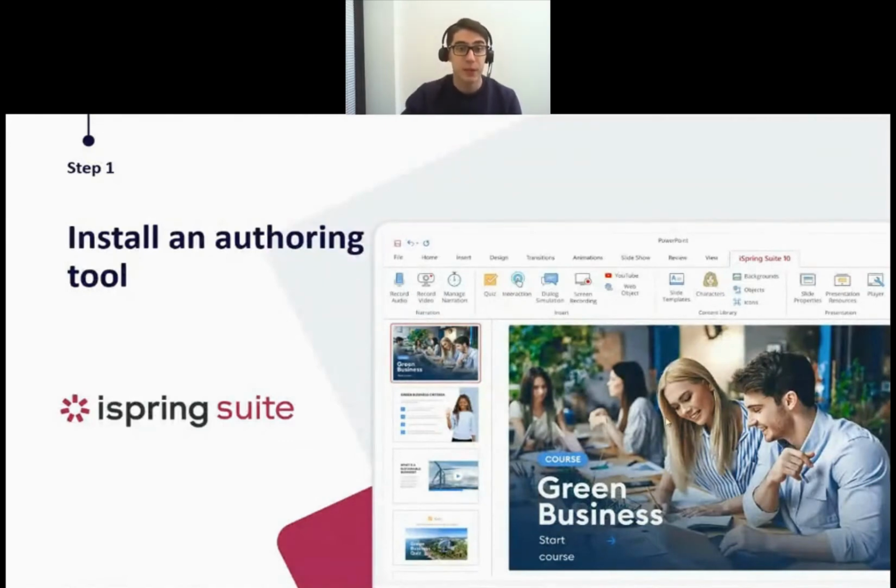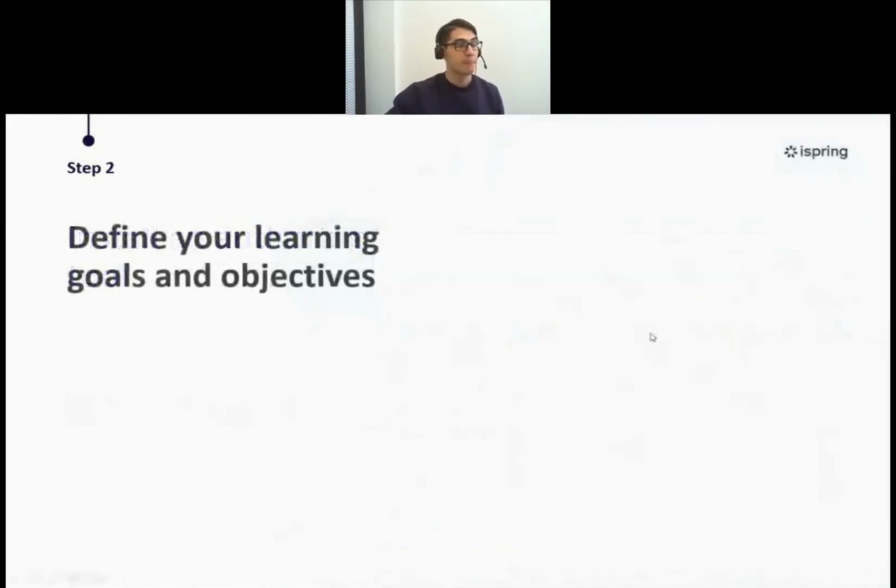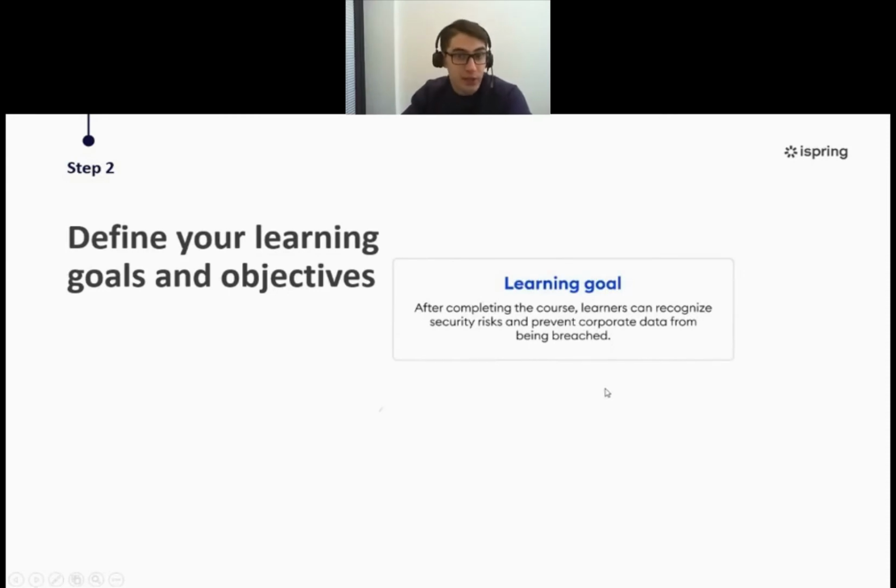Let's move to step 2. That is, define your learning goals and objectives. An important thing you need to do when creating an online course is to establish its goal. This is about what global result you want to get after your employees complete an online course. After you formulate a goal, you can split it into a few learning objectives. Think about exactly what your learners should be able to do after completing the training.